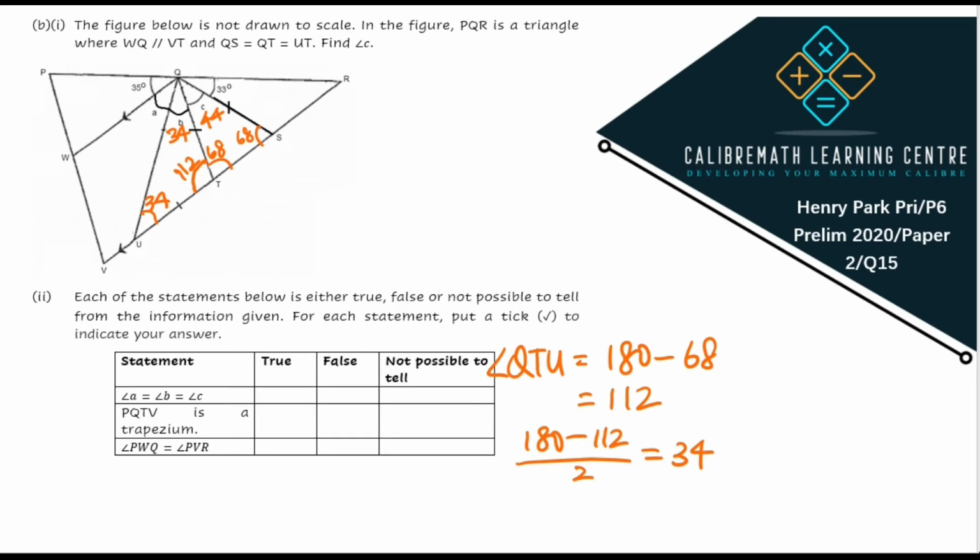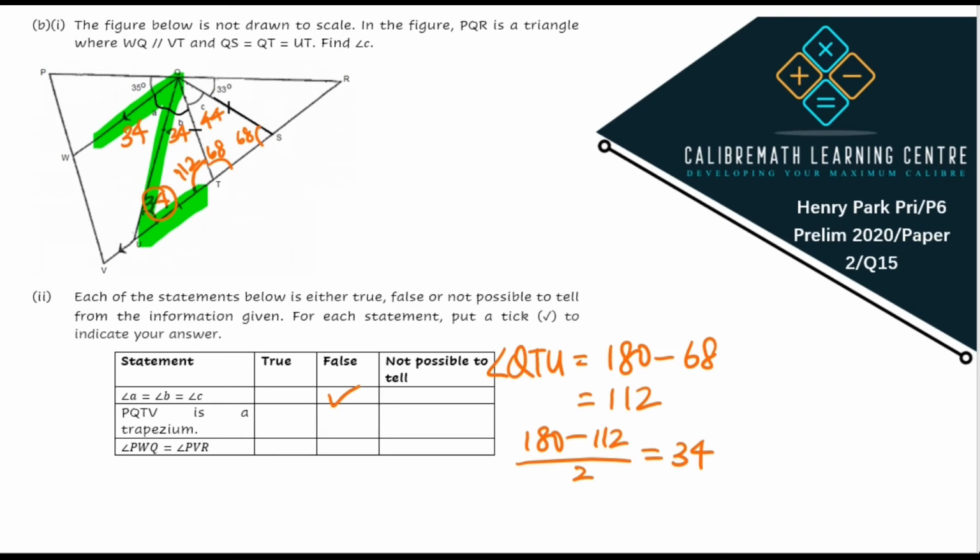And next, you should be able to see this alphabet Z over here. And you know that for the letter Z, this angle A here is equivalent to the 34 degrees. So A is also 34 degrees. Now that we have solved for the value of A, B, and C, you will be able to know that these three angles are not equivalent to each other. So it's false for the first statement.